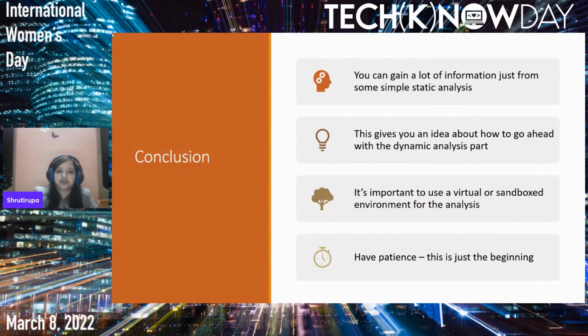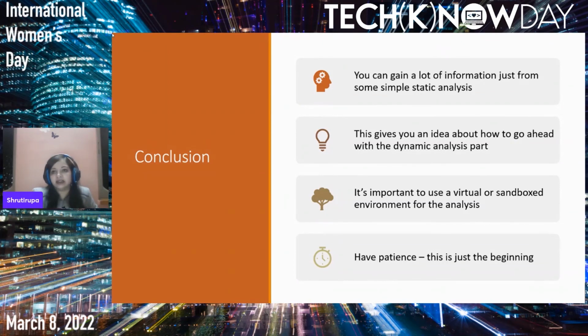And conclusion, finally, not last but not the least: you can gain a lot of information from simple static analysis. As I mentioned, when you are using proper tools, proper mechanisms, proper techniques, you would gain a lot of information from static analysis. Dynamic analysis would help you in connecting those dots which you must have missed, and of course you would gain more information, but the static part gives you really a lot of information.